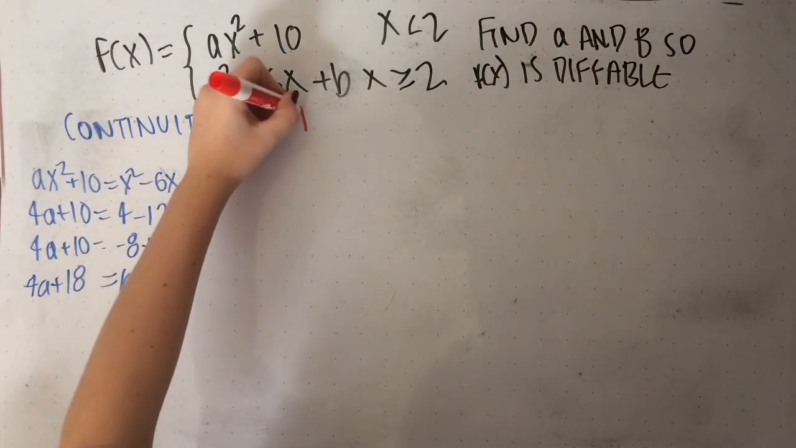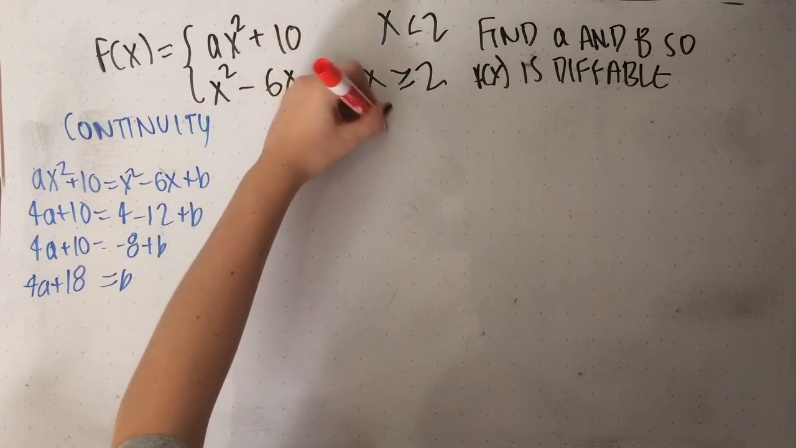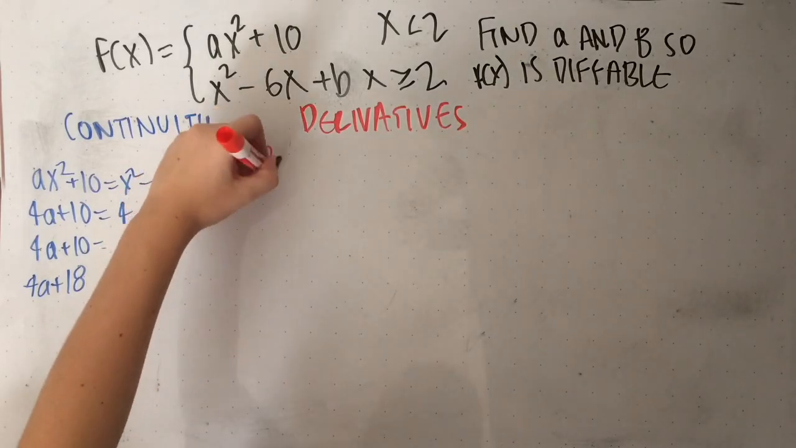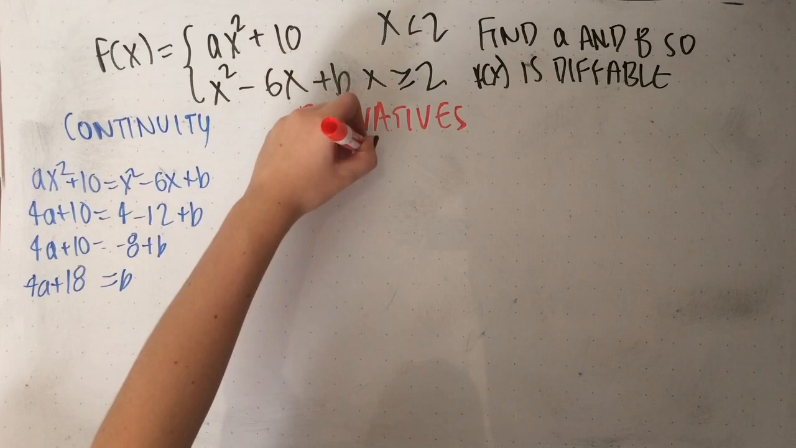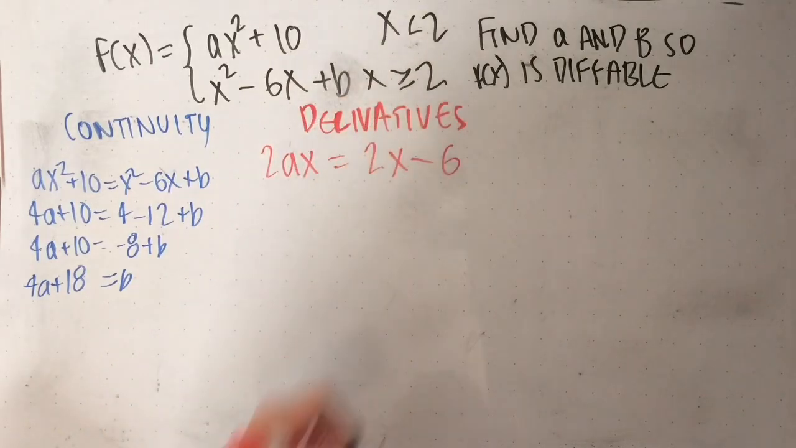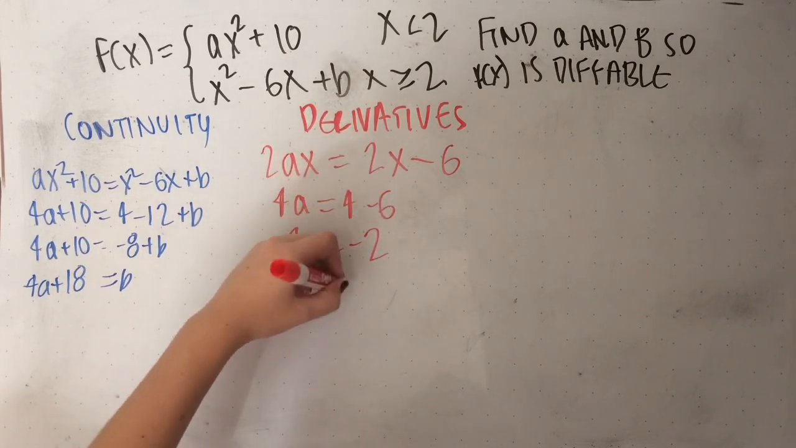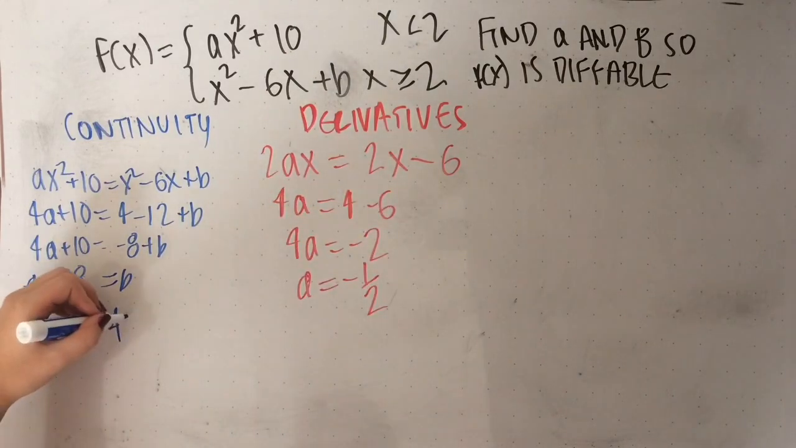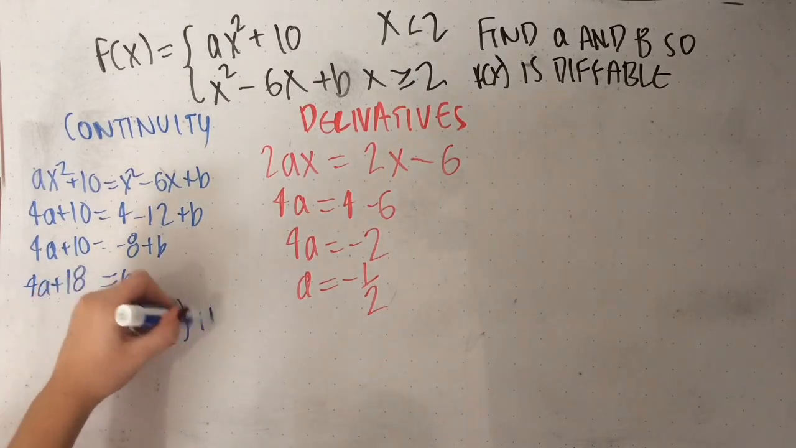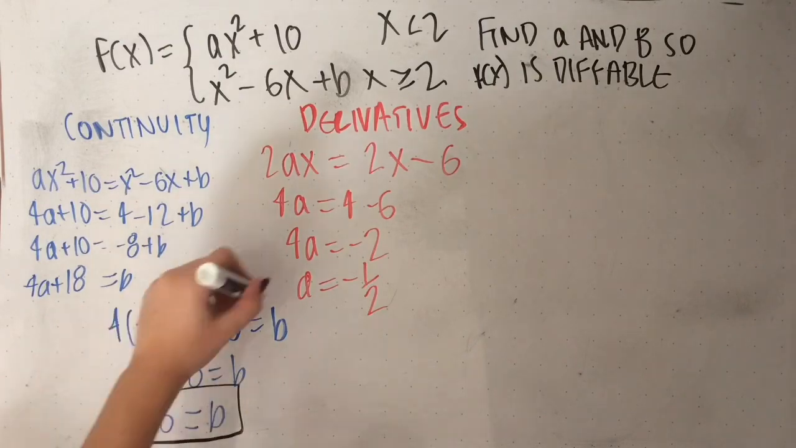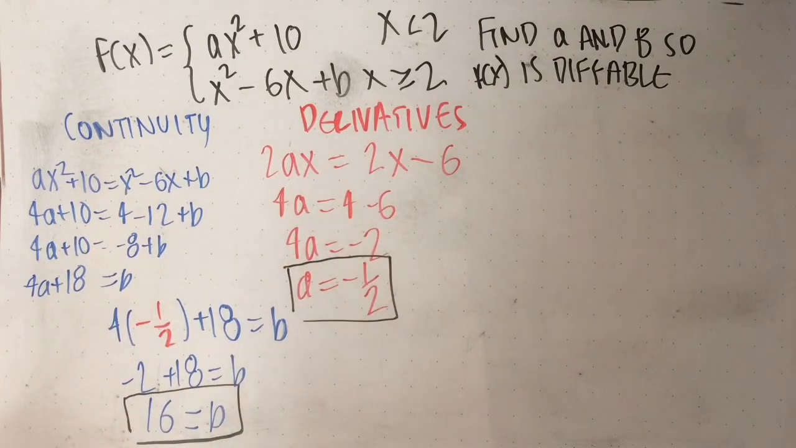And then with the differentiability aspect, with the derivatives, which is a tongue twister, anyways, you're going to have to make the derivatives equal to each other. So ax squared is going to be 2ax, and it's going to have to equal 2x minus 6, and then plug 2 in for x, so we'll get 4a equals 4 minus 6, so 4a equals negative 2, so a equals negative 1/2, and then just plug that back into our other equation. And then b is going to equal 16, so just use the two aspects of differentiability, and then you can make your equations from that.